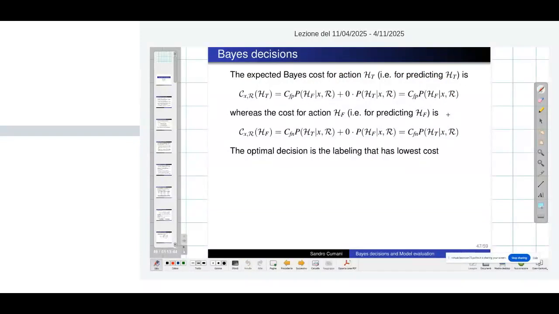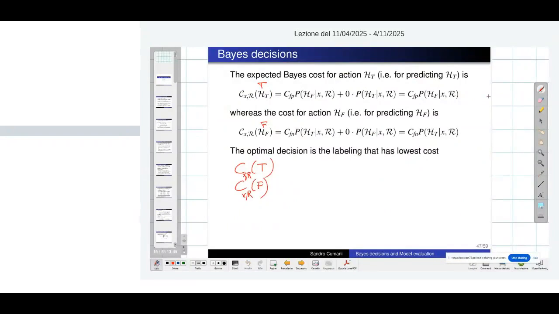Now, here we have two possible labelings. We have label as true, or here it is HT, I was using just T in the last slide, so you can call it just T if you want, and label as F. It's true hypothesis and false hypothesis, or just true and false. So we can measure the cost of labeling a sample as true, and the cost of labeling the sample as false. Of course, this depends on the sample and the recognizer. That's why we have X and R below.